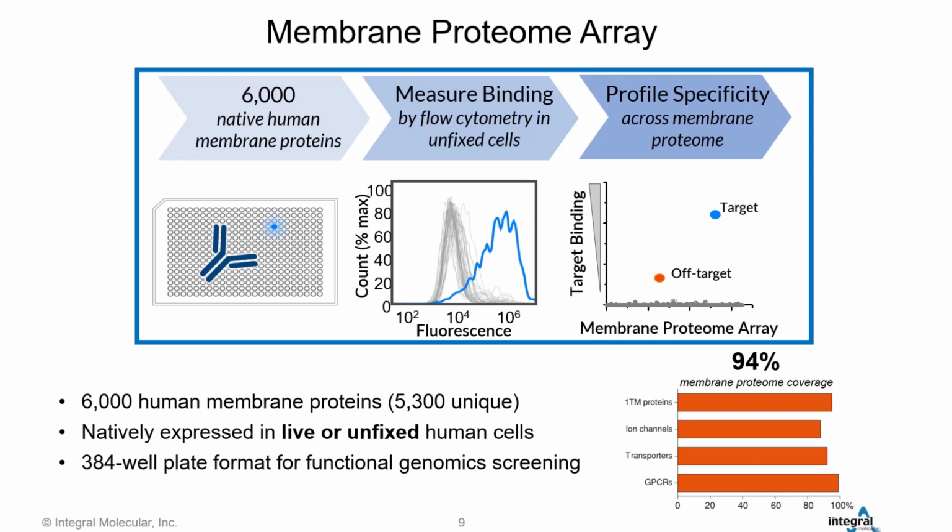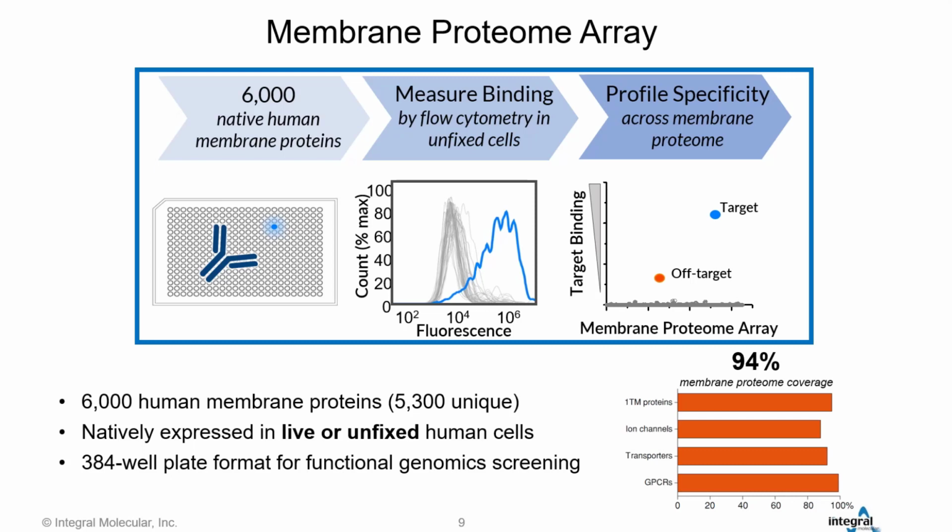We have 6,000 full-length human membrane proteins arrayed in 384-well plates, one protein per well. We transfect these proteins into human cells, and then we can take the antibody of interest and screen it across the MPA by flow cytometry to measure binding. What we come out with is a specificity profile of that antibody. So you expect to see binding to the known target, and then we are assessing to see if there is binding to any off-target proteins.